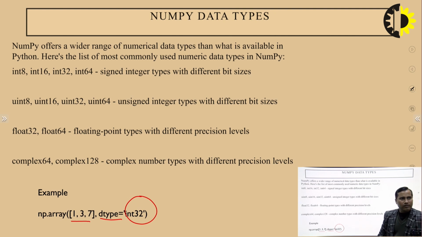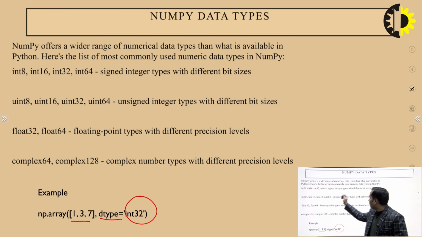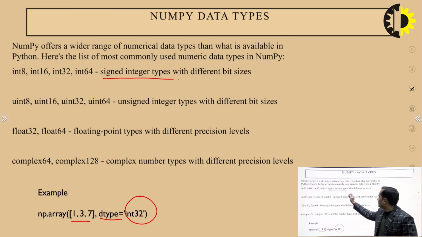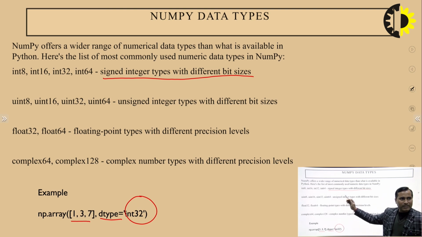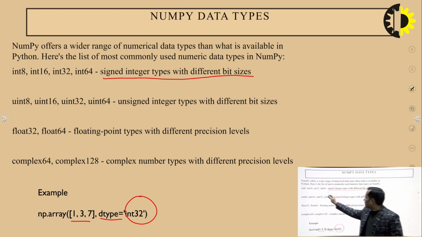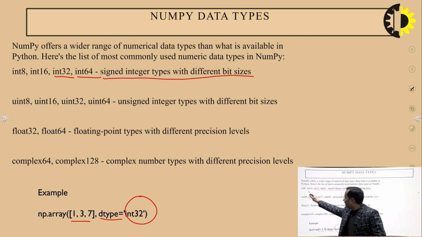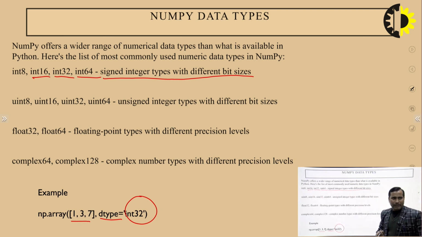So NumPy offers a wider range of numerical data types than what is available in Python. And here is a list of the most used data types, as we can see here. If we want to use signed integer types with different bit sizes, we can use int8, int16, int32 and int64. That means int64 is the 64-bit integer. It can create 32-bit, 16-bit and 8-bit integers.